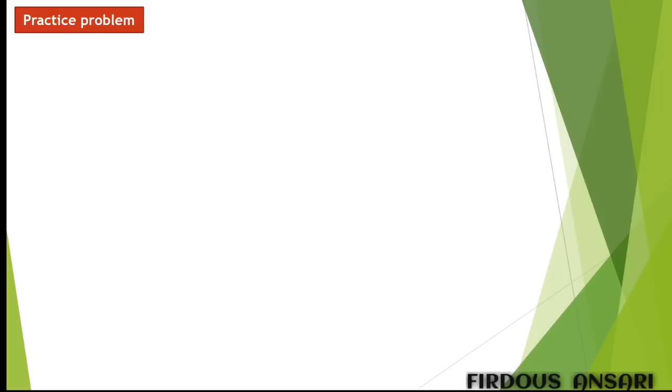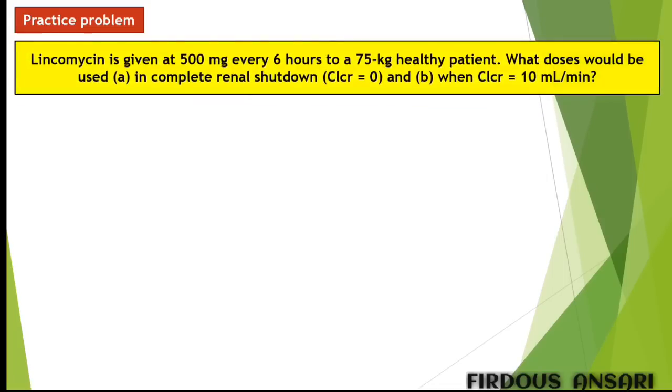Next we'll have a practice problem. Lincomycin is given at 500 mg every 6 hours to a 75 kg healthy patient. What doses would be used? A. In complete renal shutdown, that is creatinine clearance equals 0, and B. when creatinine clearance equals 10 ml per minute.